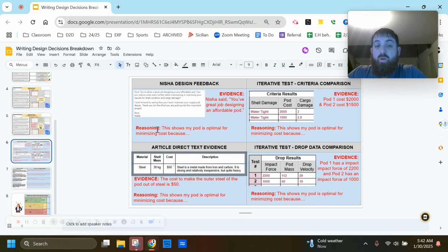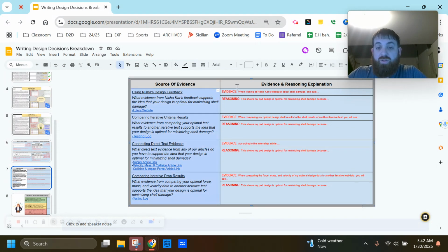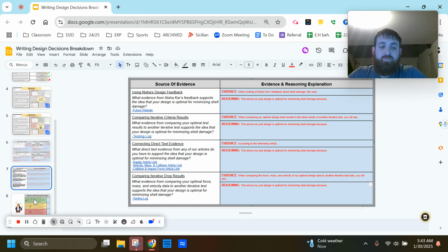So folks, this is how you go about using each of the 4 pieces of evidence to support your design is optimal for minimizing criteria. Your job will be to go in and do that for our different body paragraphs, focusing specifically on the very first one, using that to answer our questions with evidence for each one. There's Nisha's feedback, there's the iterative comparisons, there's direct text evidence, there's the drop results, evidence going in the top, reasoning going in the bottom.